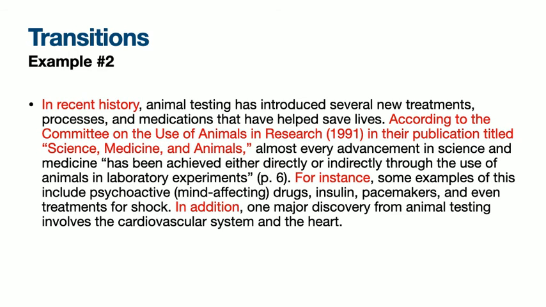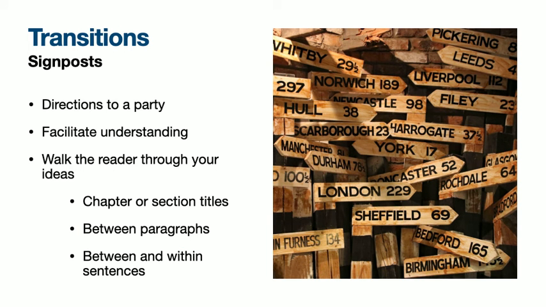So transitions can be used in all kinds of writing. They're really useful in research writing, and this is a particular way that they're used through the signal phrase, where you're announcing who the author is. So to sum up, transitions are kind of like directions to a party. This is how you get there. So if you think of them as helping someone to find their way through your ideas, it may help you to know when to use them.